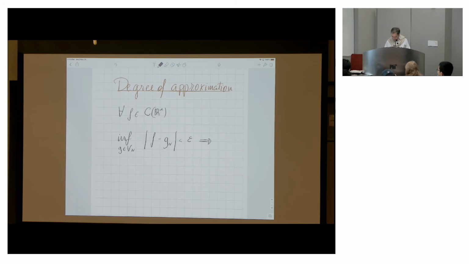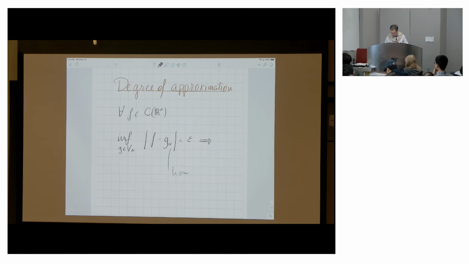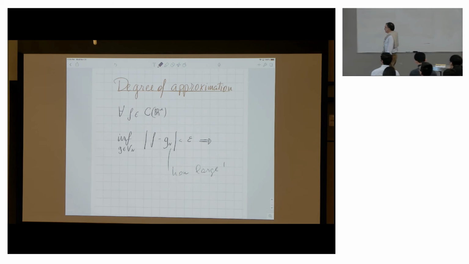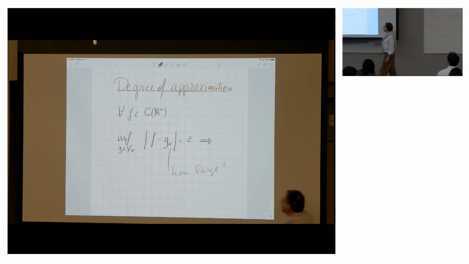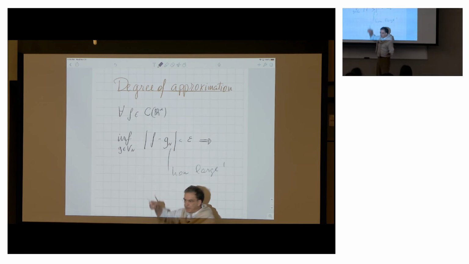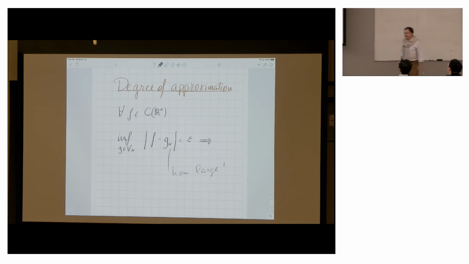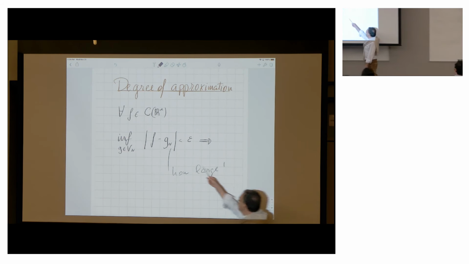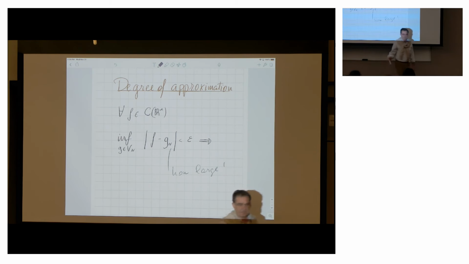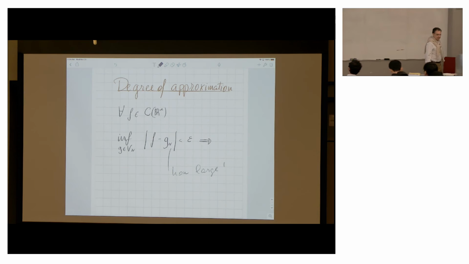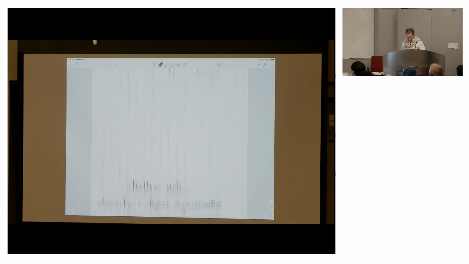The question is how large n is, because it turns out that in the results of the 80s, people took a result like this to say, okay, a shallow network can do a pretty good job, but they did not really worry about how large this is. And it turns out that n can be very large.